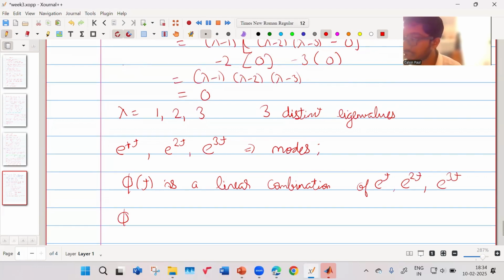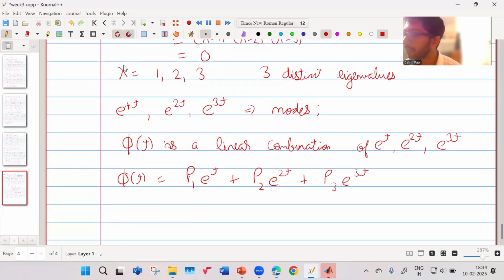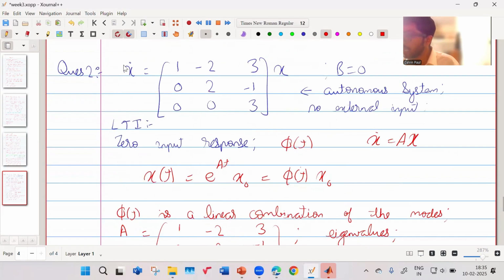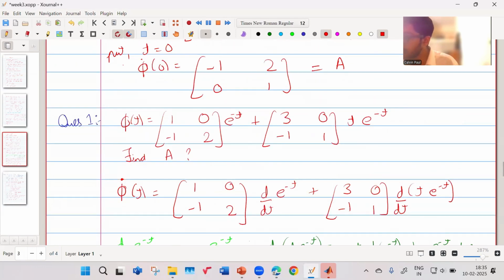So phi of t will actually be something like this. It will be some p1 e to the power t plus p2 into e to the power 2t plus p3 into e to the power 3t, where p1, p2, p3 are all matrices of dimension n cross n, and here n is actually 3. So p1, p2, p3 are square matrices of dimension 3 cross 3, and phi of t is a linear combination of this. Like over here, right? This is my phi of t.